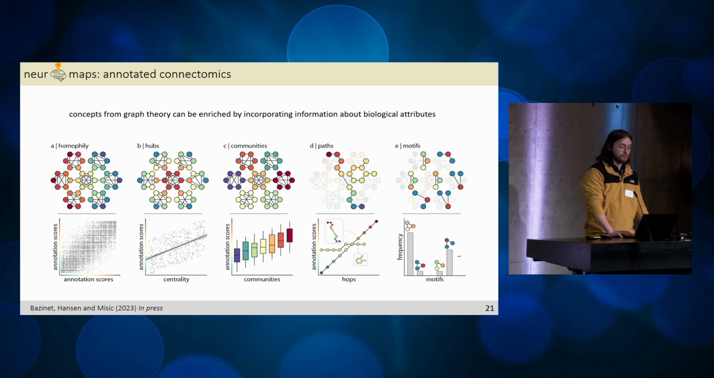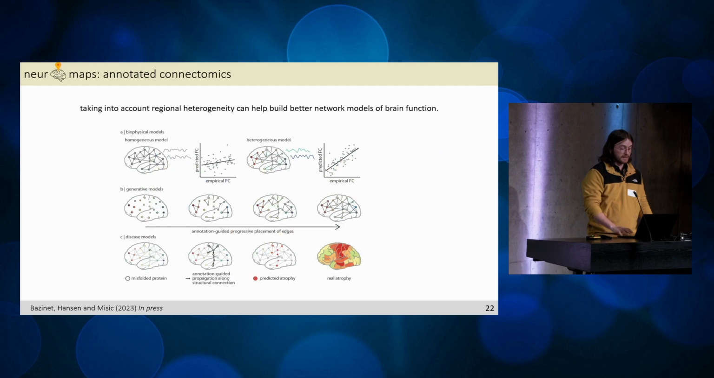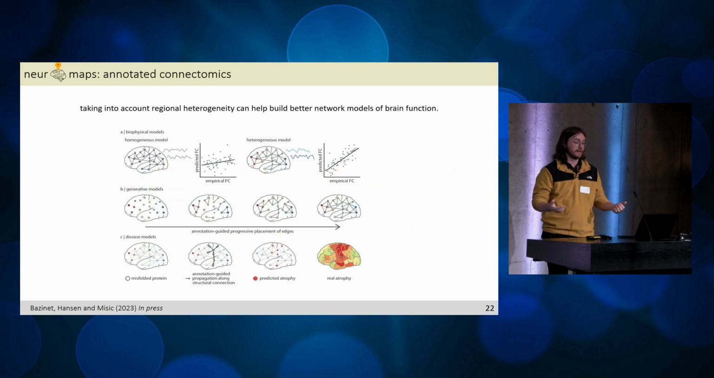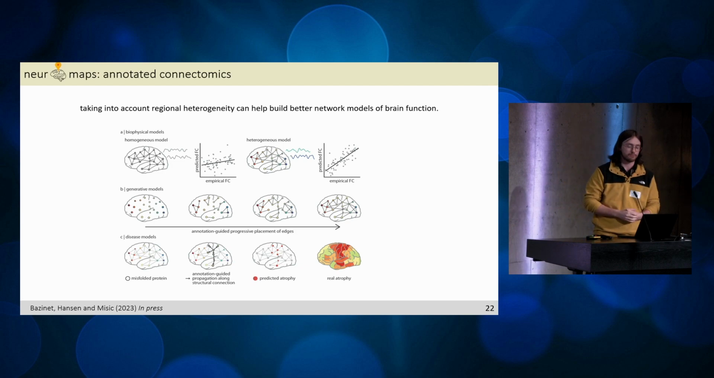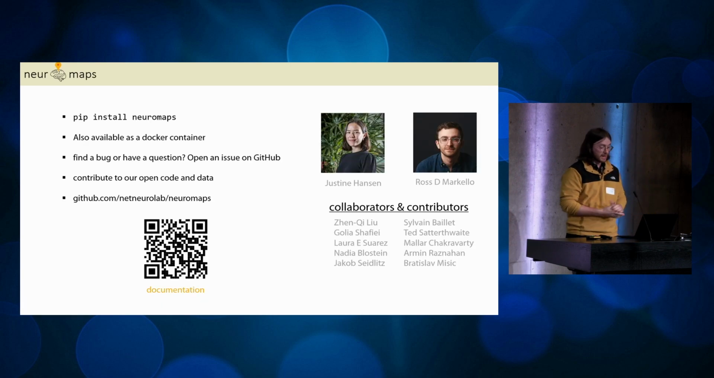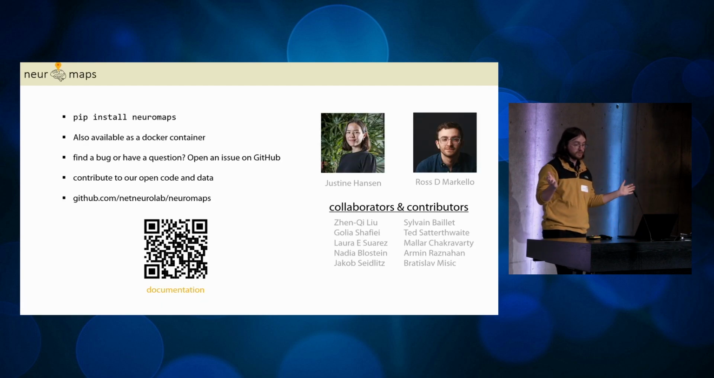And a tool like neuromaps allows you to do that. Also, by taking regional heterogeneity into account, it allows you to create better network models of the brain. And that's also really great. And so that's about it. It's very simple to install: pip install neuromaps.